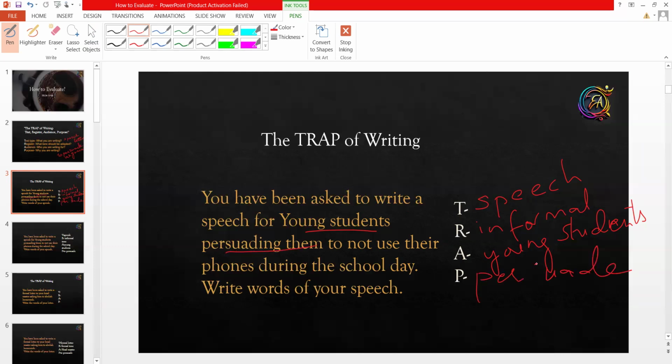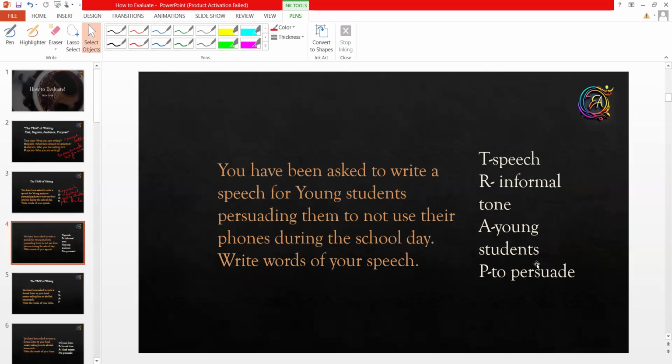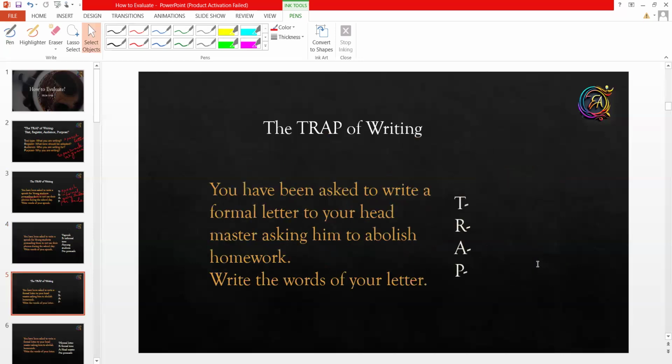Got the idea? Before even starting, you must know what you are supposed to do, what type of tone you will use and how your write-up should be. As the answer says: informal tone, young students, speech to persuade. Now, coming to the next question: you have been asked to write a formal letter to your head. A formal letter. See, so what will be the TRAP here?